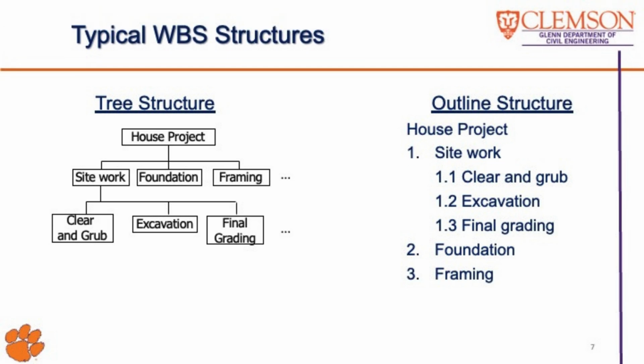You can use a tree structure, like the previous example, to develop a WBS. Alternatively, you can use an outline structure, as shown in the example on the right. A tree structure visually represents hierarchical relationships with branching nodes, making it ideal for illustrating complex connections between elements. In contrast, an outline structure organizes information in a linear, text-based format, which is simpler and more compact, making it suitable for documents and reports.